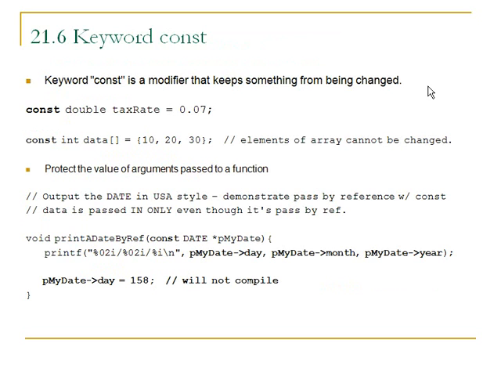Okay, we haven't looked at the keyword const up until now, so let's look at that. Keyword const means that something is being kept from changing. So in this first example, const double tax rate gets 0.07.